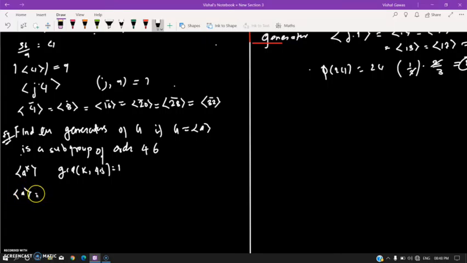So what are the possibilities? a would certainly be a generator, 2 would be, right? a squared will also generate, a cubed won't, a raised to 4 will also generate, a raised to 5 won't, a raised to 6 won't, a raised to 7 also would, a raised to 9 won't, a raised to 10 won't, a raised to 11 would, a raised to 12 won't, 13 yes, right?